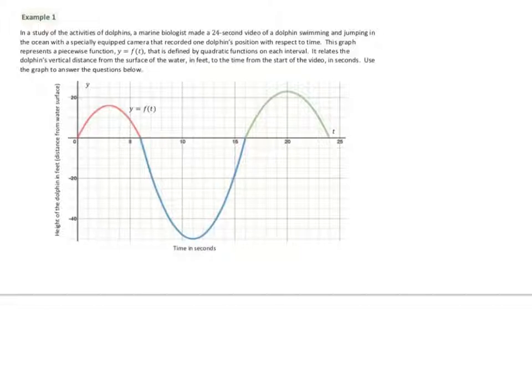Y equals f of t is defined by quadratic functions on each interval. So each color here is a different quadratic function on the intervals, okay? It relates the dolphin's vertical distance from the surface of the water, height, to the time from the start of the video in seconds. Use the graph to answer the questions below. Okay, we don't have any questions on this sheet, but as I fast forward to different slide sheets, you'll see the questions, and I copied the graph over so we could look at it.